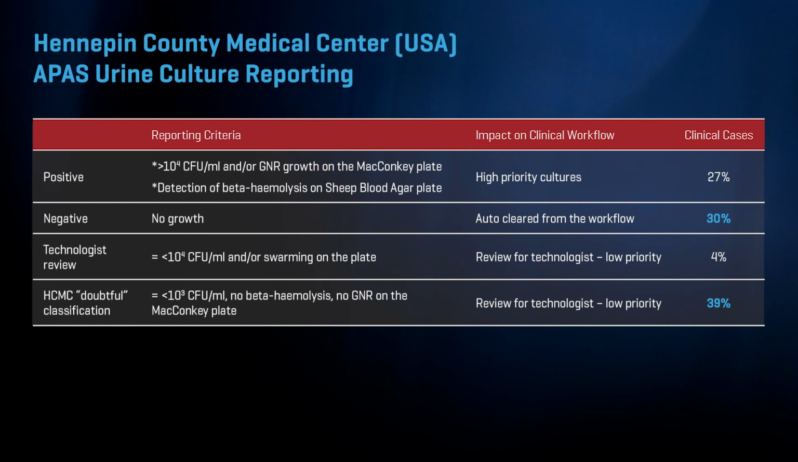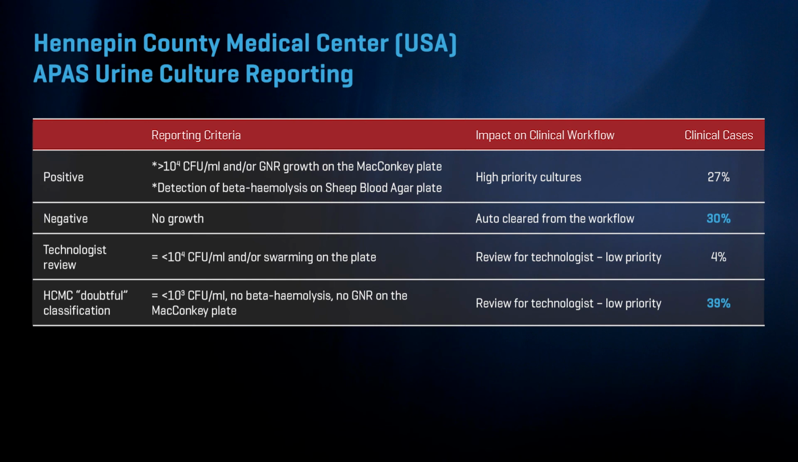Then we have the cases that are identified by the system that come to the technologist for review as a lower priority category. The first one is cases that have less than 10 to the 4th colony forming units per mL and/or swarming on the plate. So this is the contingency to cover for Proteus. It's also the contingency to cover for lower enumerations that you may want to set in your laboratory. For example, you may want transplant to be reviewed by all of the techs in your laboratory at a lower colony forming unit enumeration. So these come to the techs for review. In our lab, this made up about 4% of the cases, which were largely attributed to Proteus.